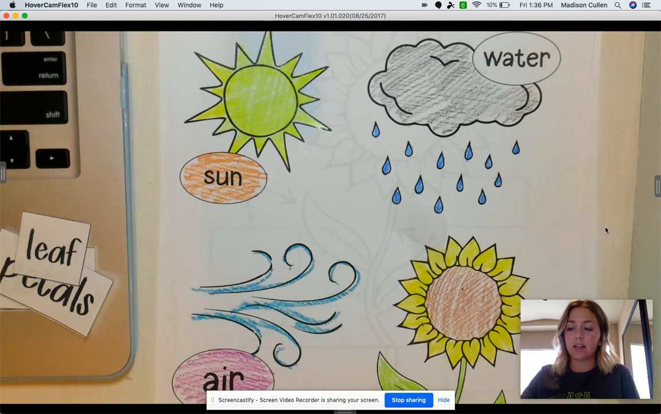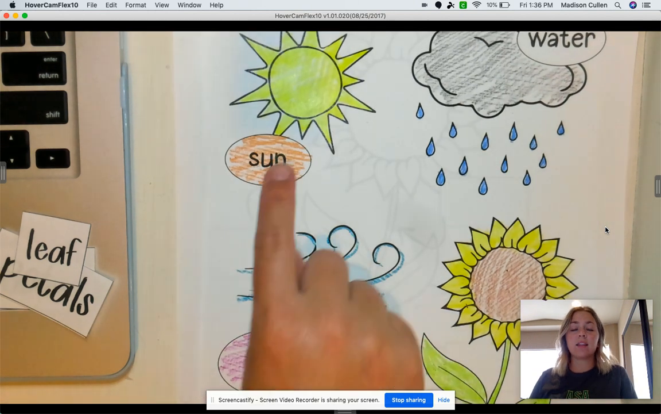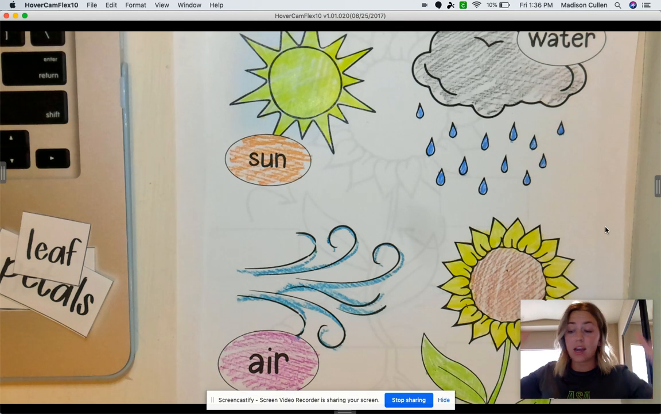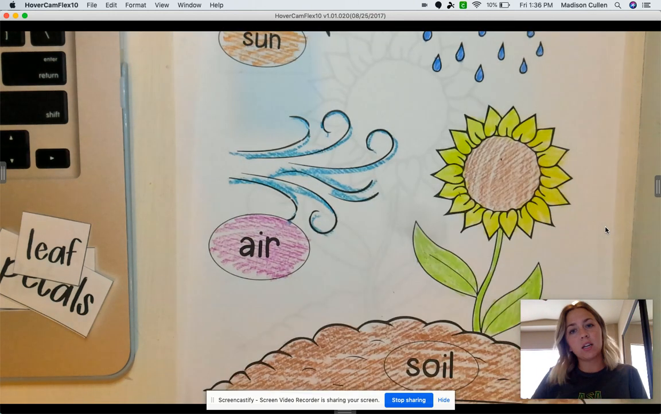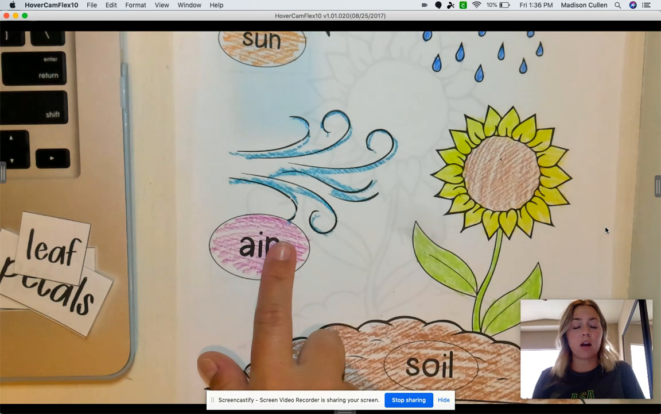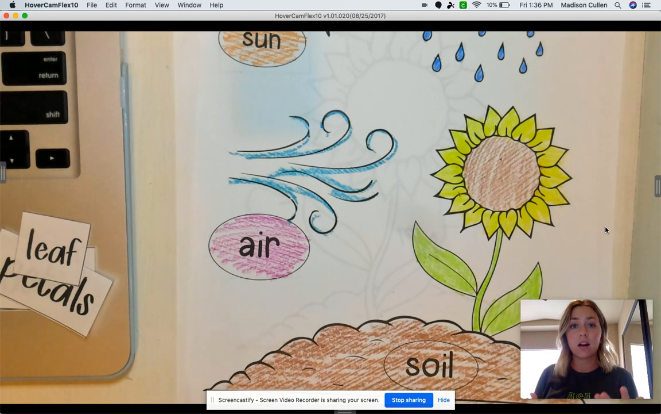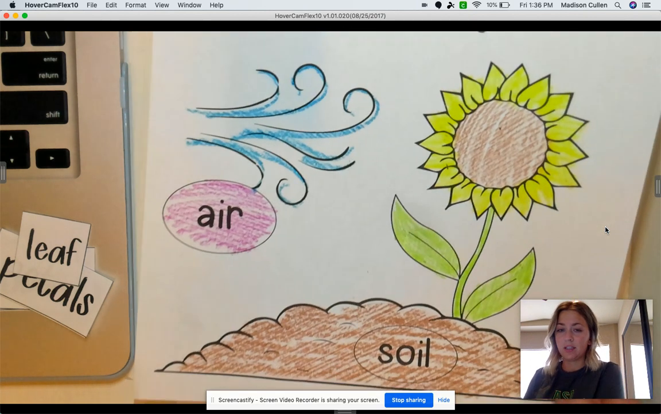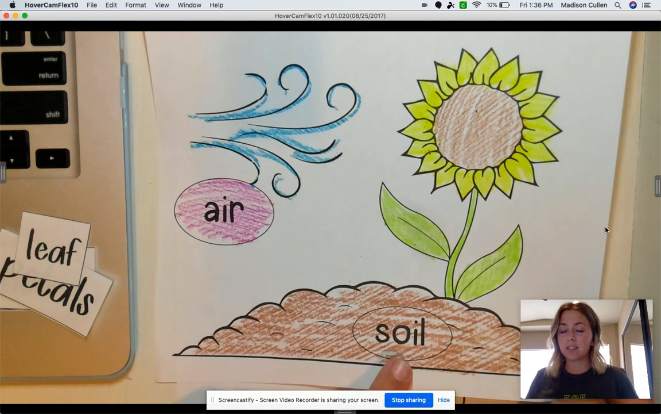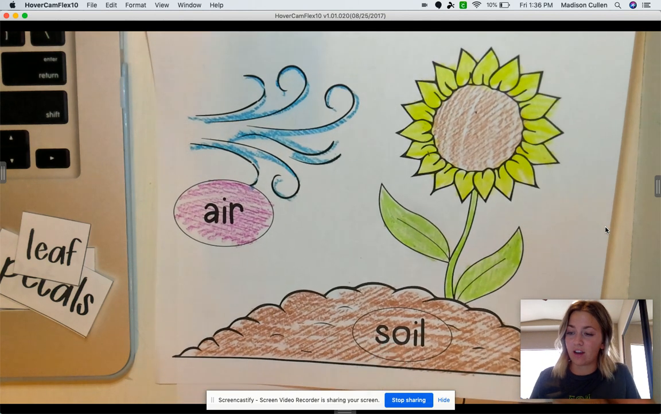And the next thing that it needs is sunlight, right? Sunlight helps it grow big and strong. The next thing that it needs is air. And sometimes what you hear is people talking about how plants need oxygen and they need carbon dioxide, right? And they produce oxygen, which helps us. But they do need air. And the last thing that they need is soil, right? We see our soil right here, and that helps bring it the nutrients that it needs to survive also.